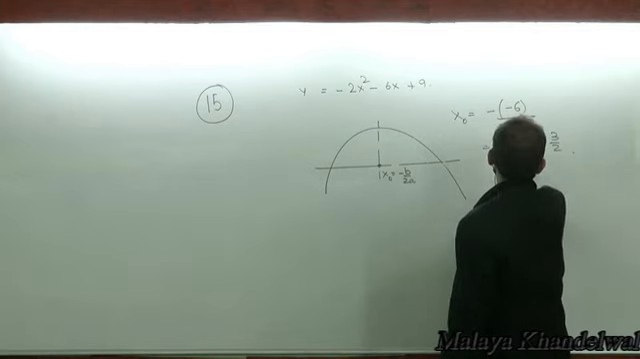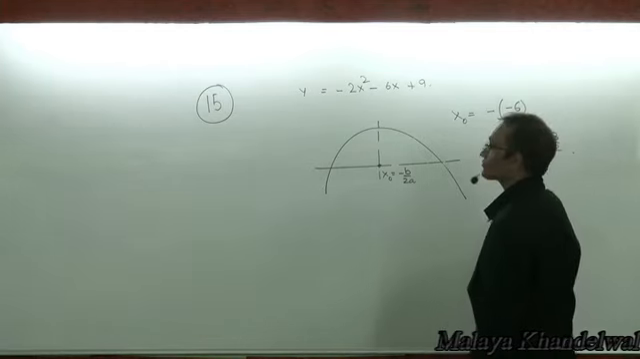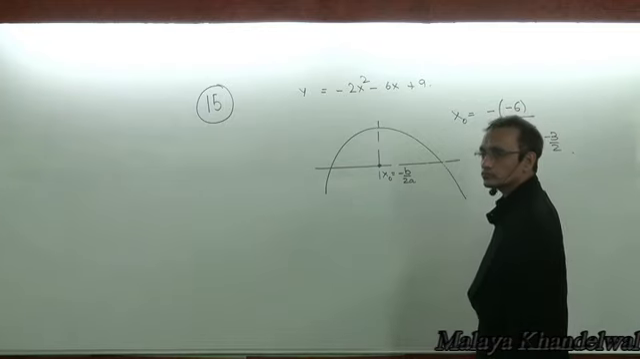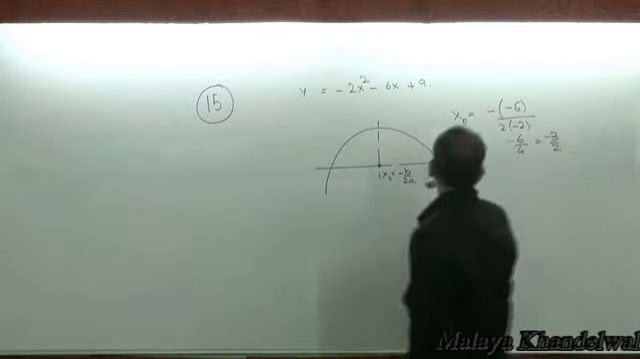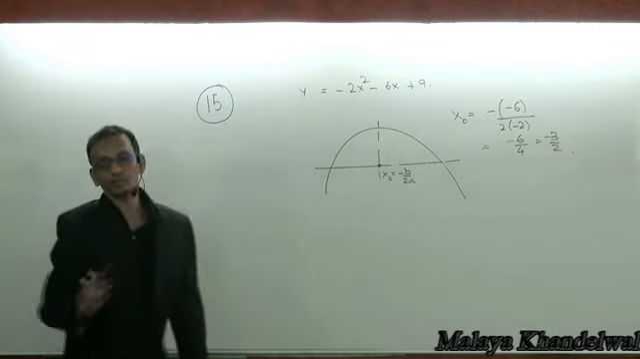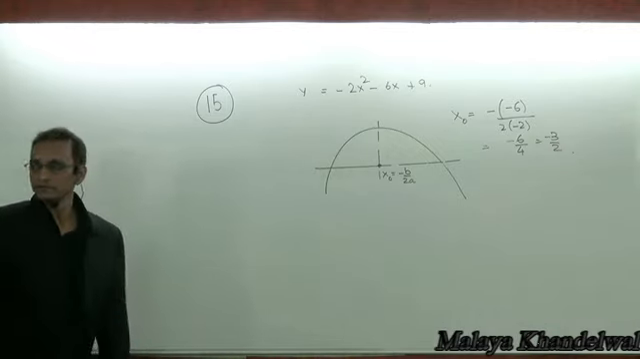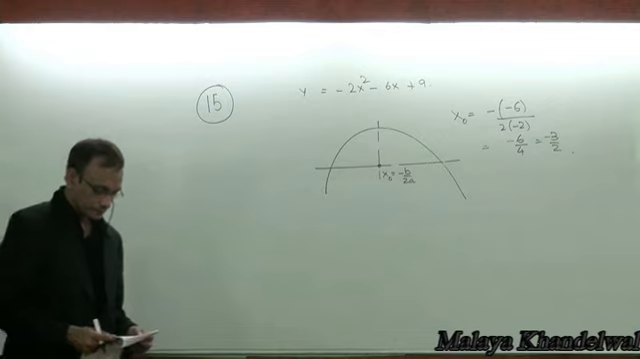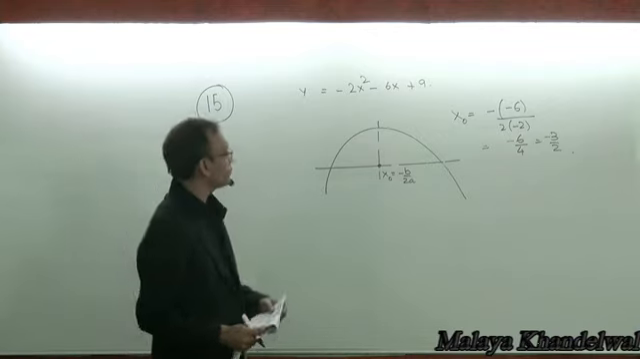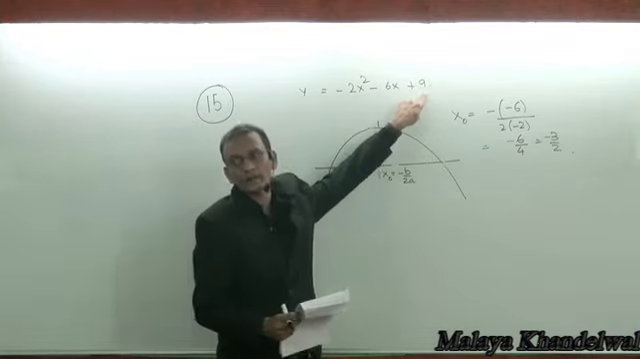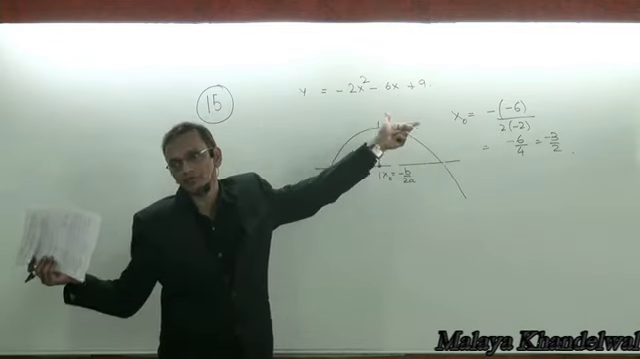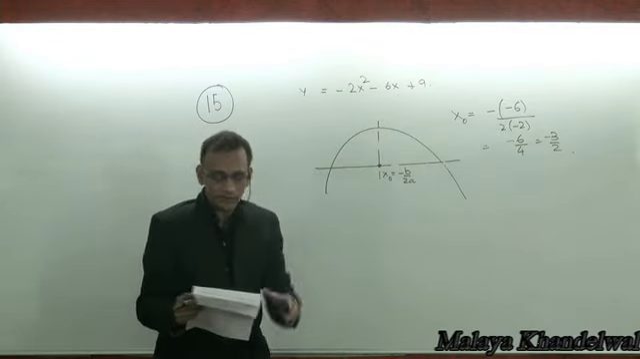Oh, I'm sorry, at x equal to minus 3 by 2. I'm so sorry. At x equal to minus 3 by 2, it will assume a maximum value. Clear? And you can plug in x equal to minus 3 by 2, you will get the required maximum value of y.